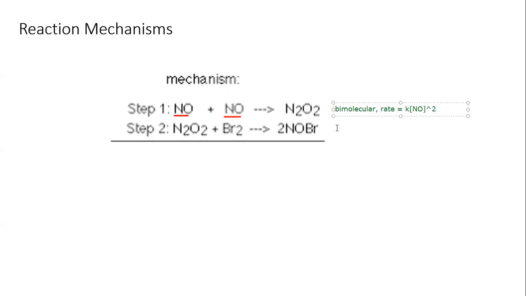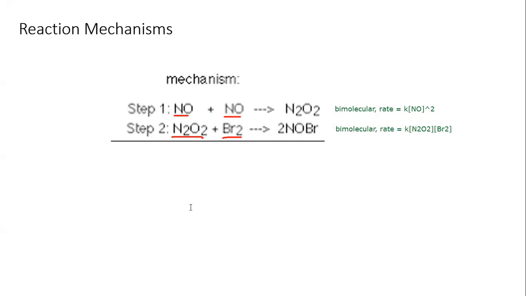And again, the reason we can write the rate law for these steps is we're dealing with individual molecules, not moles. And then for step two, it is also a bimolecular step because you look at the number of reactants, we have 2. So this would be bimolecular, and the rate would equal k[N2O2][Br2]. So those are the individual steps.